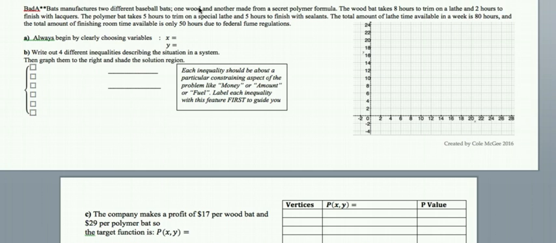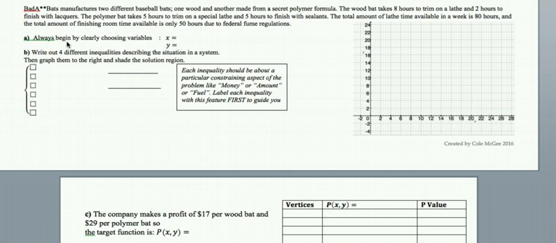So the total amount of lathe time that this little mom and pop baseball shop has available for these bats is 80 hours. That's based on the number of employees they have and everything. And the total amount of finishing room time they have is only 50 hours, and that has to do with their employees that can only be exposed to these kinds of harsh fumes for a certain amount of time every week for their health or whatever. Pretty realistic to the real world.